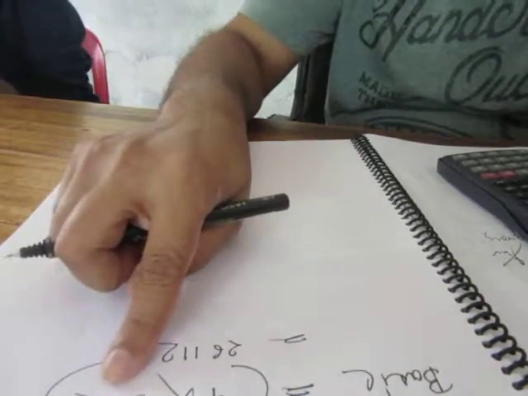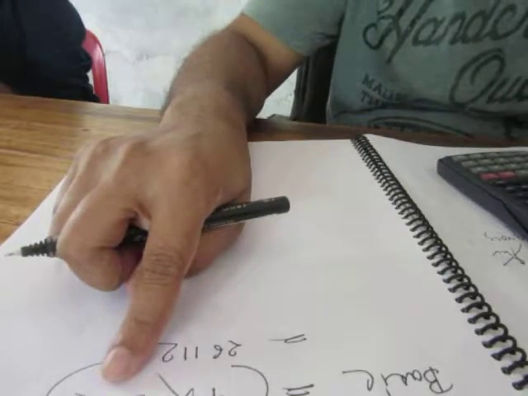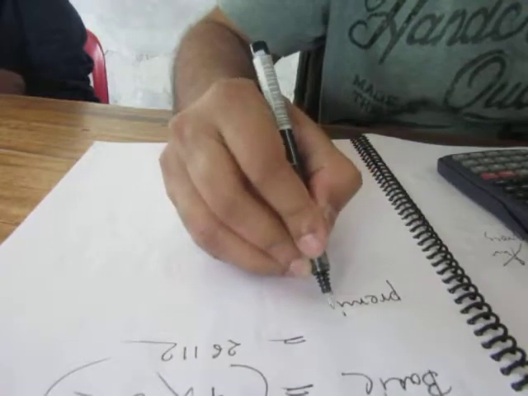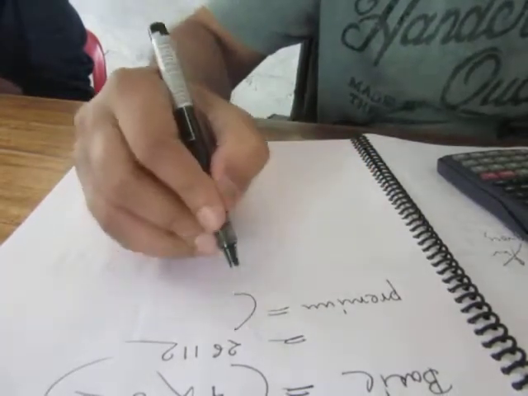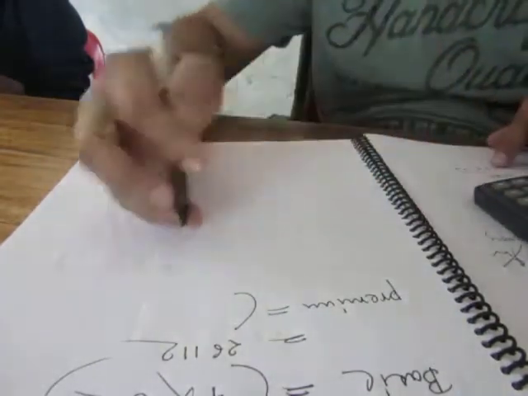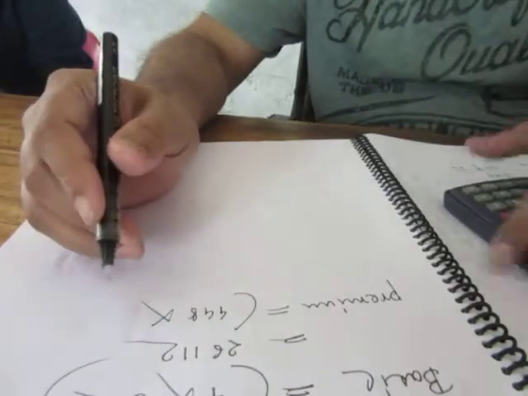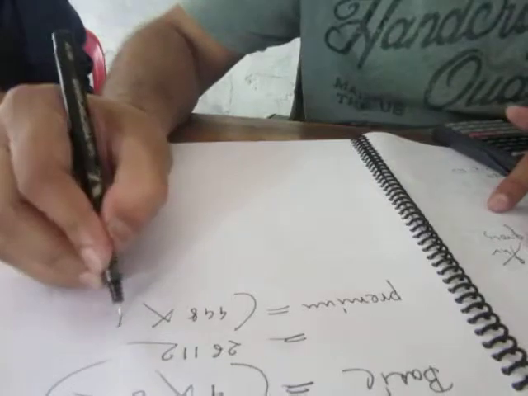As there are overtime hours, they will be provided premium also. Premium is 448 into premium, which was 1.4.